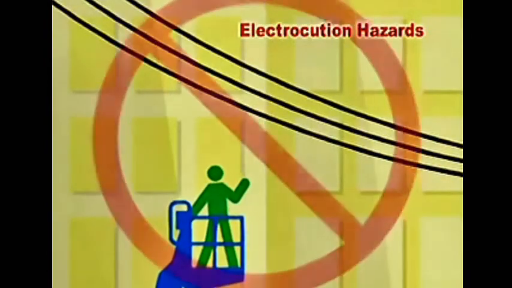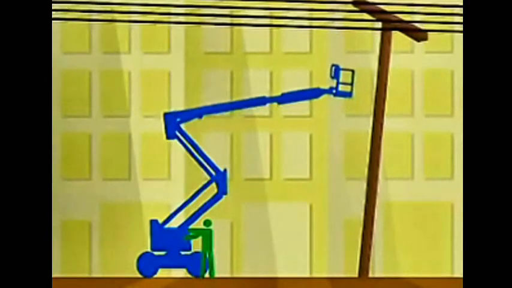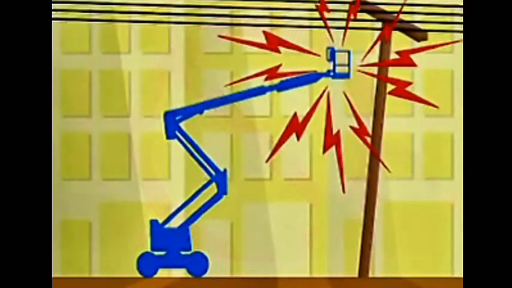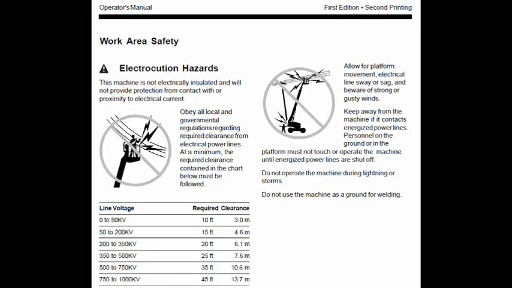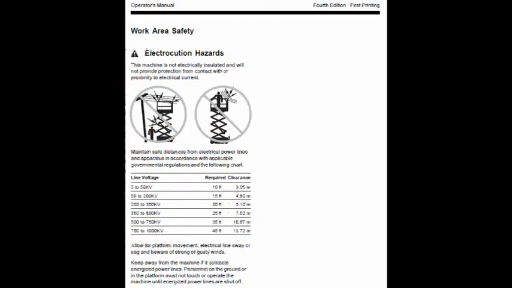These machines are not electrically insulated. That means there is no protection for the operator, bystanders, or machine from electrical shock as a result of contact or unsafe proximity to power lines or any other electrical charge. Safety information about required clearance from power lines and other electrically charged devices can be found in the operator's manual and on safety signs on the machine.